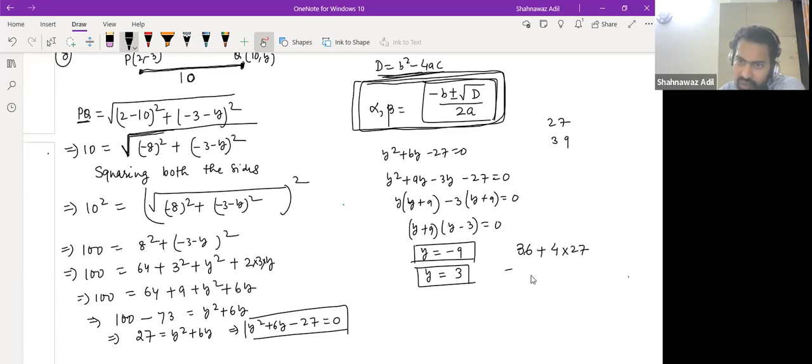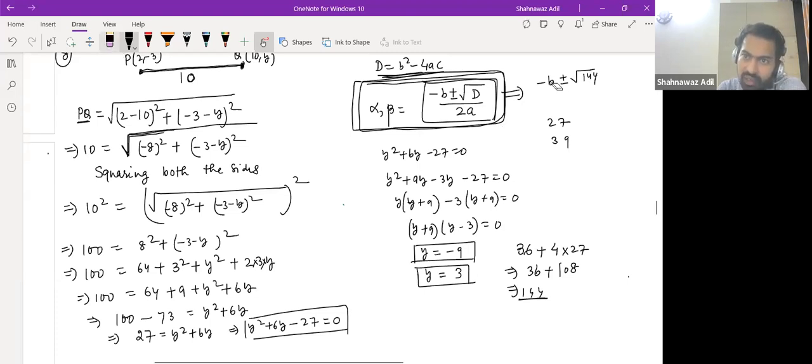So then this is what? 36 plus 108, right? So this is 144, right? So 12. Oh, so which means that D is 144. So if you put the value of 144, then you'll get minus b plus minus root of 144. And b is 6, so minus of 6, and then divided by 2 into 1.